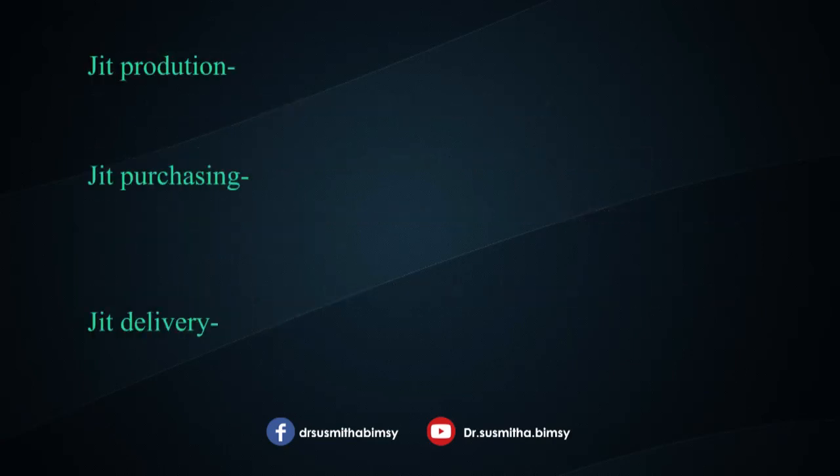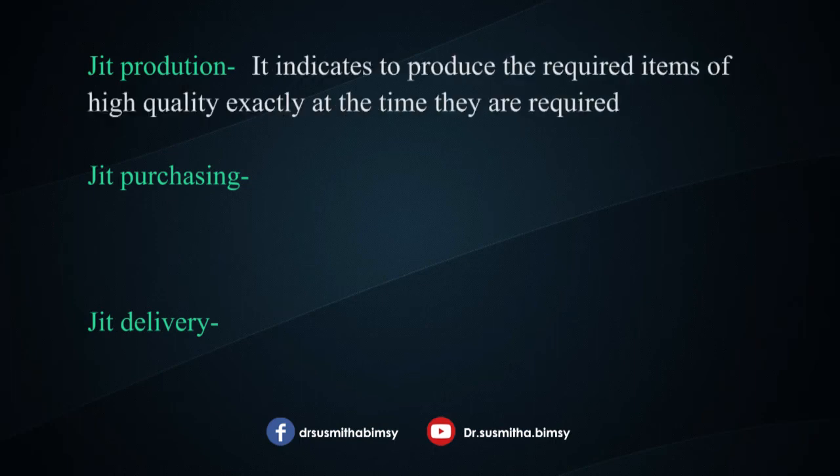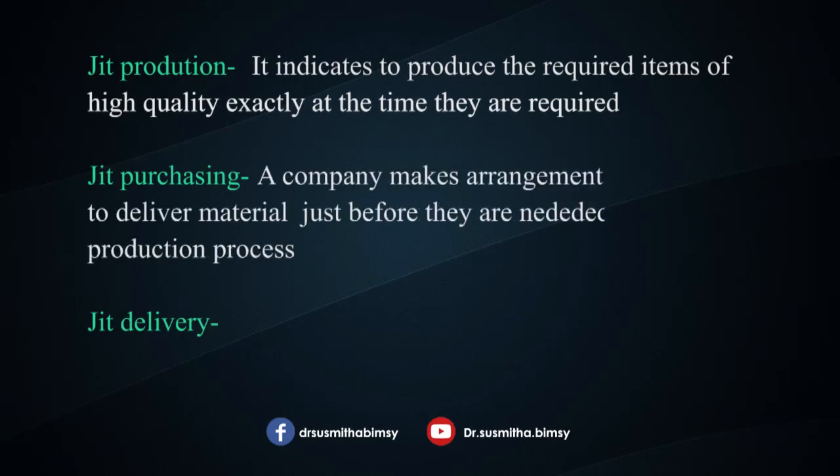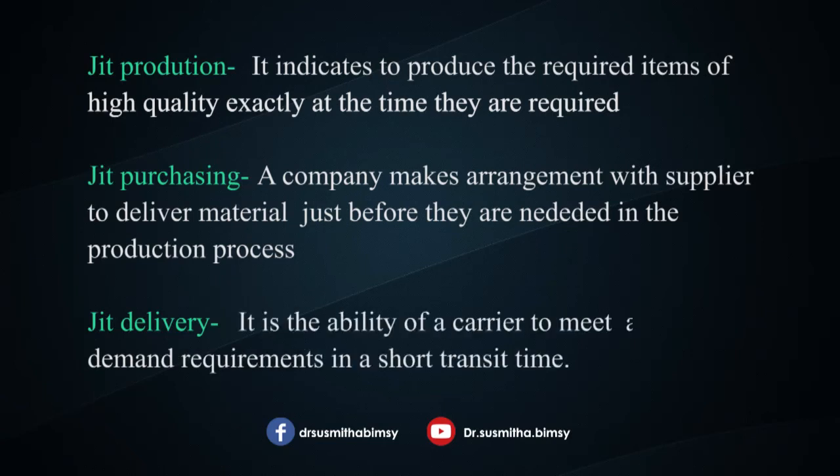There are three aspects to JIT, that is JIT production, JIT purchasing and JIT delivery. JIT production indicates producing the required items of high quality exactly at the time they are required. Under JIT purchasing, a company makes arrangements with suppliers to deliver material just before they are needed in the production process. And lastly, JIT delivery is the ability of a carrier to meet a customer's demand requirements for short transit time.